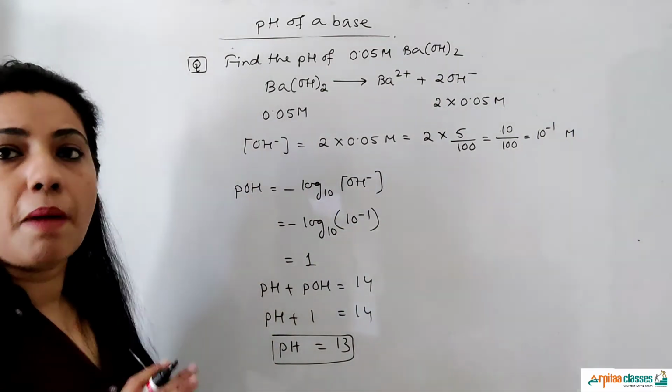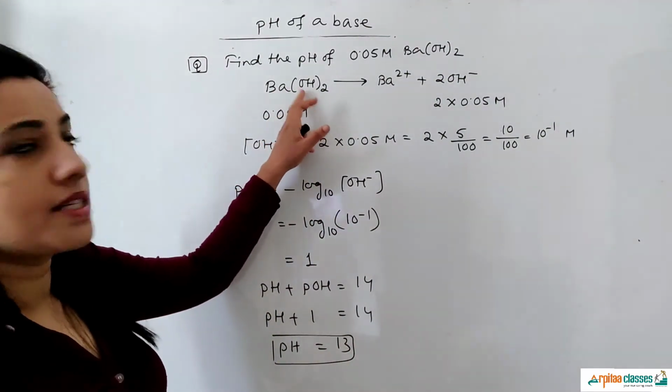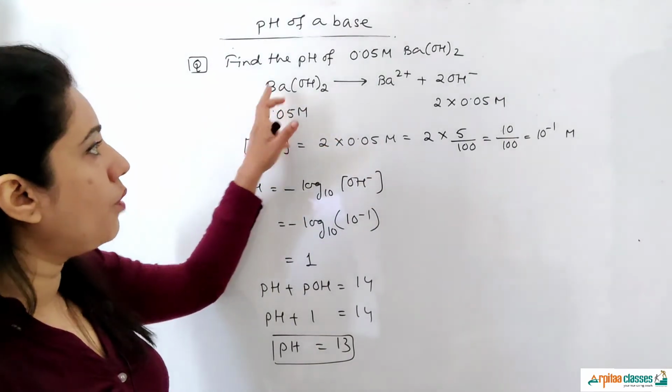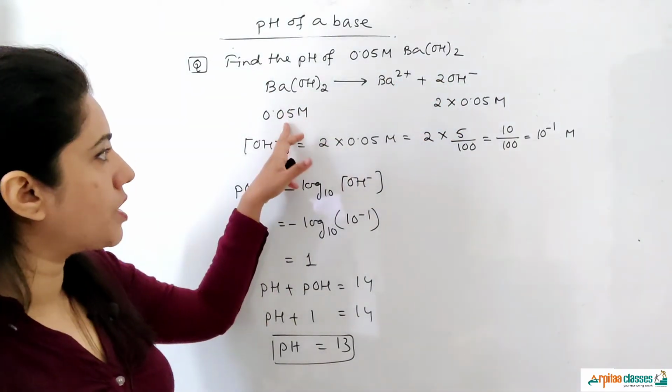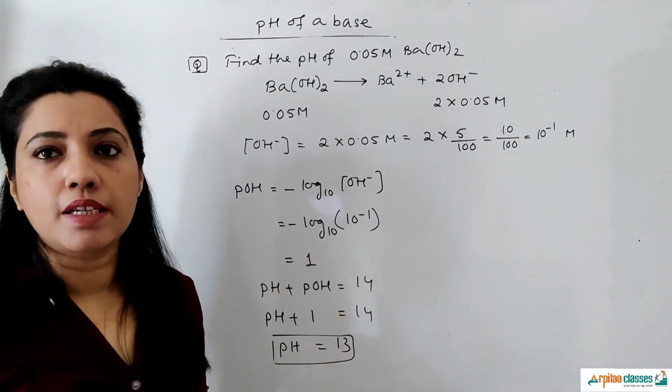So, always remember the basic thing which I told you, that this is a diacidic base. So, from 1 mole we are getting 2 OH minus. So, from this much mole we are getting 2 into the concentration. This particular thing you need to remember.